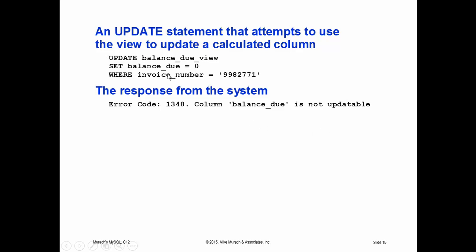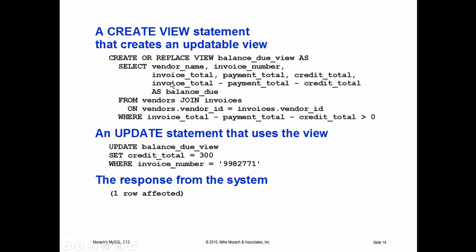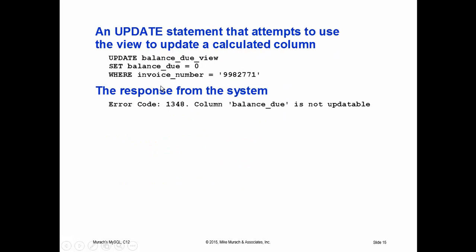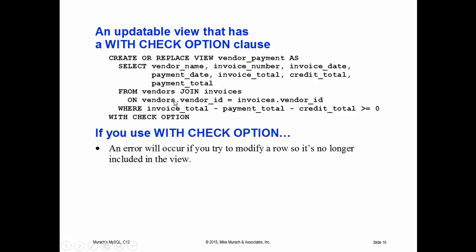All right. And here, you try to break one of the rules that they talked about before: an update statement that attempts to use a view to update a calculated column. It says balance due is not updatable. So if you wanted to do that, you'd have to do it in the table itself, not in a view.